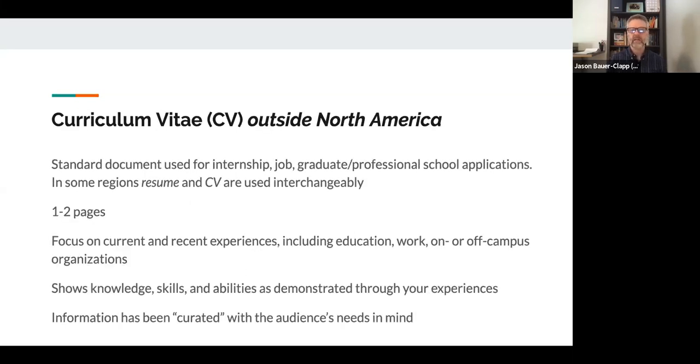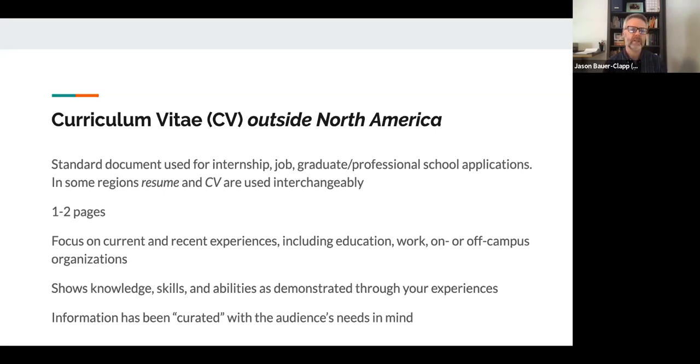Outside of North America, CV is often used interchangeably with what many of us know as a resume. It's more selective, more curated, more limited. One, maybe two pages is the norm, depending on where we're talking about. And again, like the resume, we're focusing on current and most recent, most relevant things: education, work, organizations, volunteer work, those sorts of things.